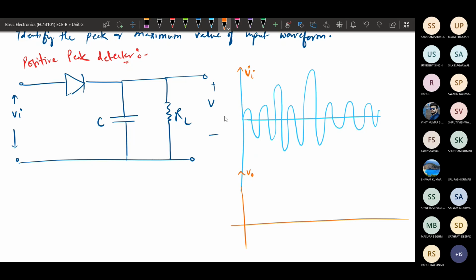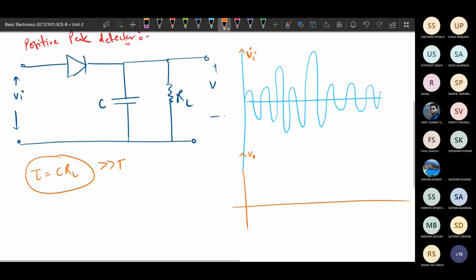So there is RL into C, and this RL into C will be much greater than the time period. At that time the charging and discharging will depend on the tau value. So tau here will be C into the load resistance, and this will be very high.